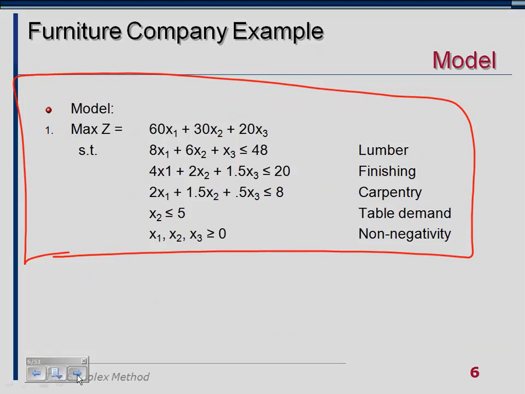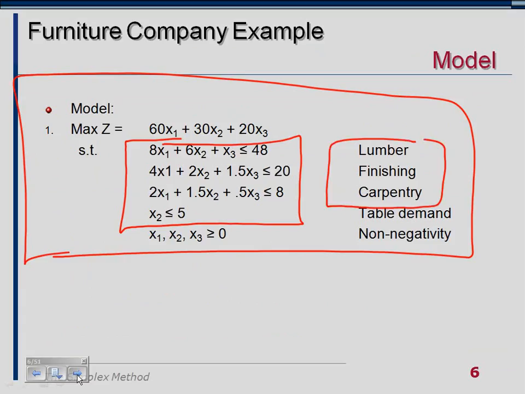Now I have essentially 4 constraints. All of these are kind of my resource constraints. And then this is a demand constraint, saying you can't sell more than 5 because the market won't allow it. And these are my non-negativity constraints. Okay? So far, so good. No problem there. Any question on that? Good.